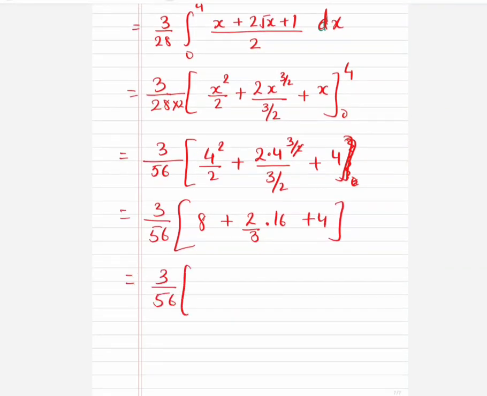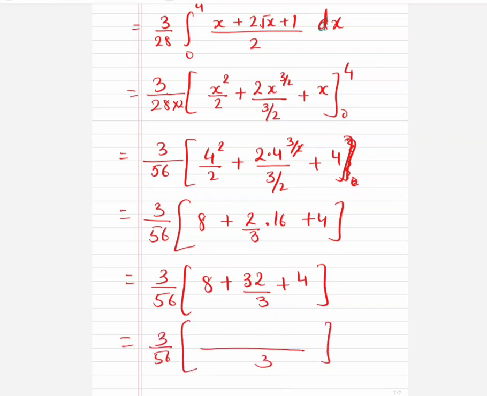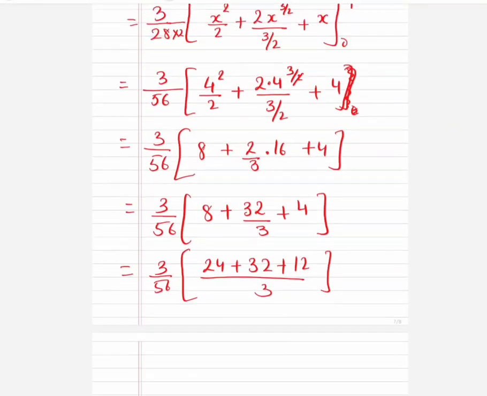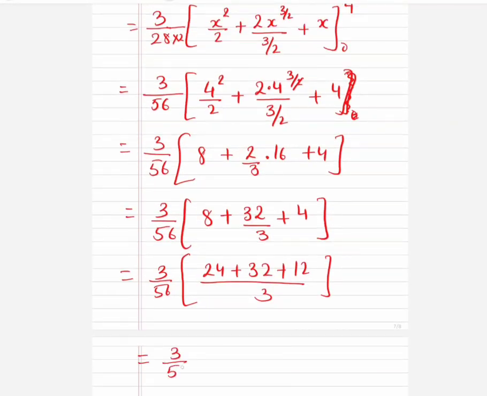3 over 56. 8 plus 16 times 2 is 32 over 3 plus 4. 3 over 56. Make the denominator common. That will give us 24 plus 32 plus 12. Now you do the additions. 3 over 56. Okay, 2, 4, and 8. 1, 3, and 4. 6 over 3.